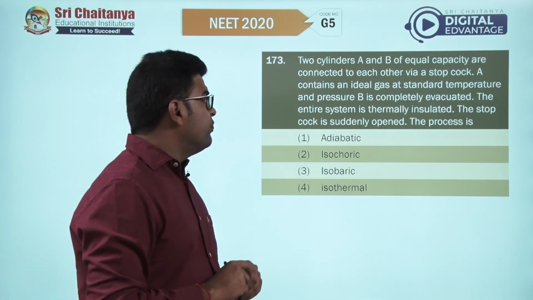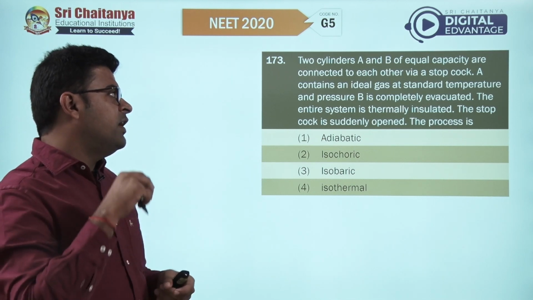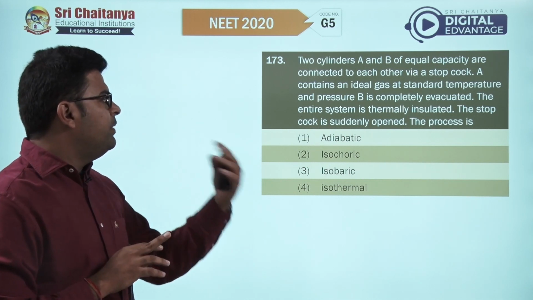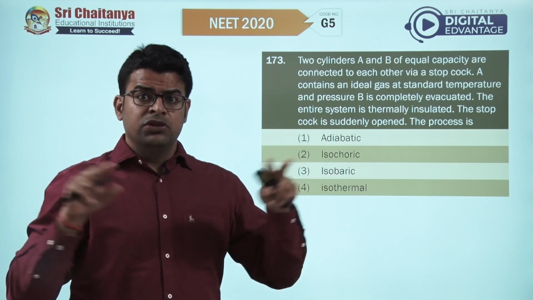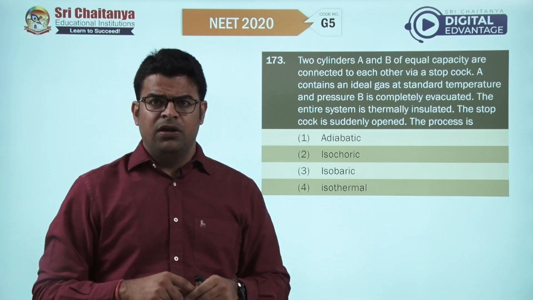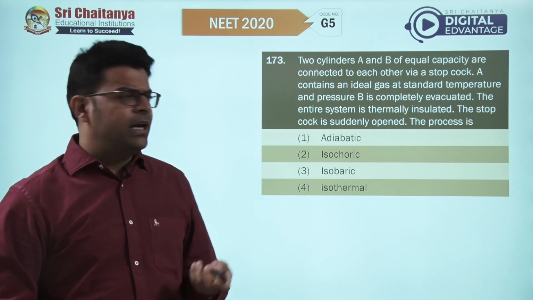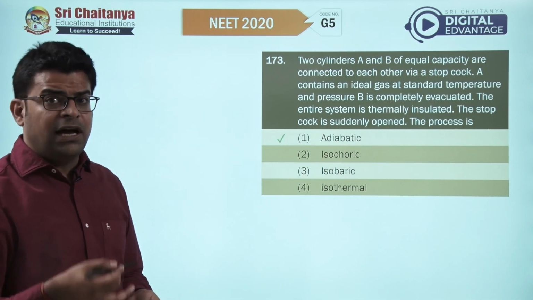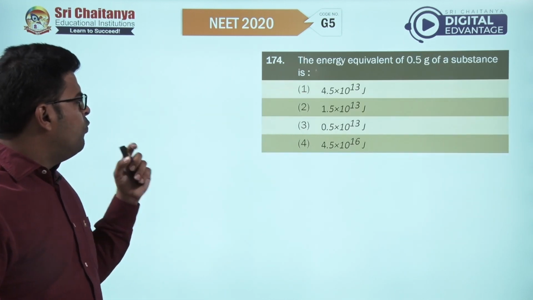Question number 173. Two cylinders A and B of equal capacity are connected to each other via a stopcock. A contains an ideal gas at standard temperature and B is completely evacuated. The entire system is thermally insulated, no heat can go in. The stopcock is suddenly opened, the process is? So, here since no heat can go in, we can say this to be an adiabatic process directly. Isochoric means constant volume, isobaric means constant pressure, isothermal means constant temperature. Straightforward question.